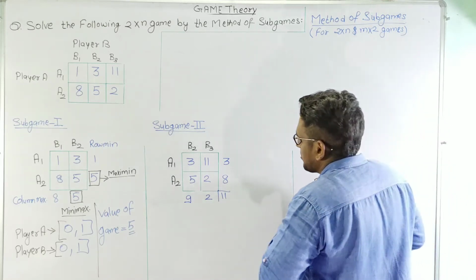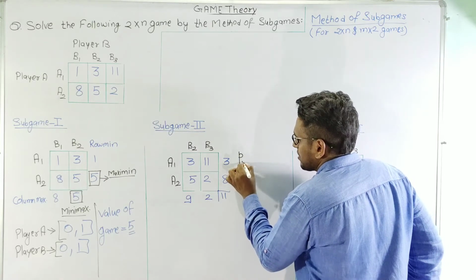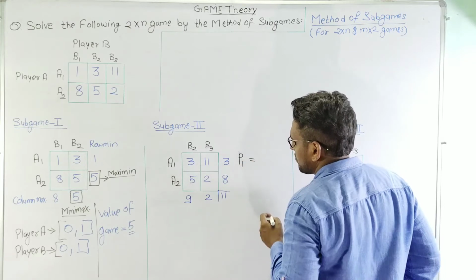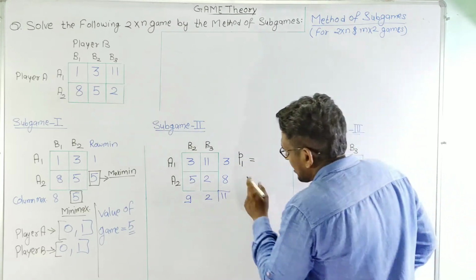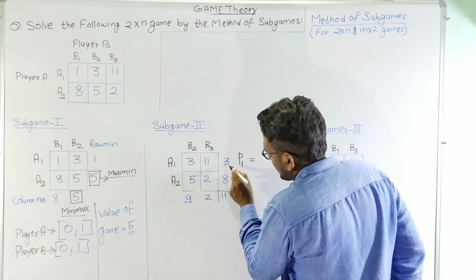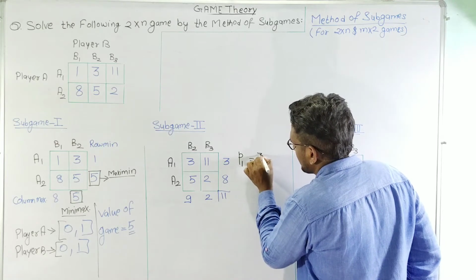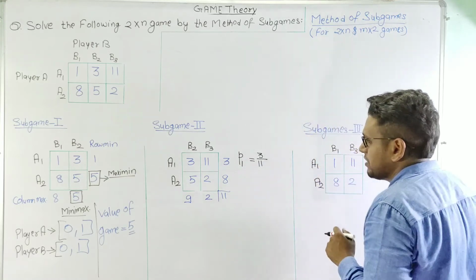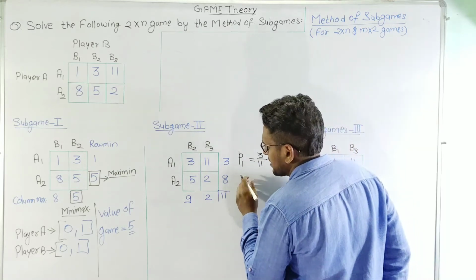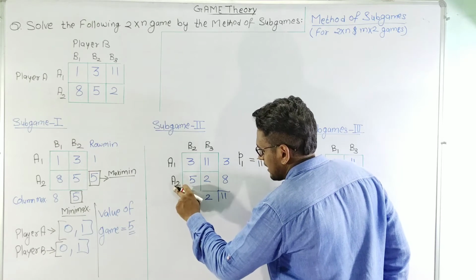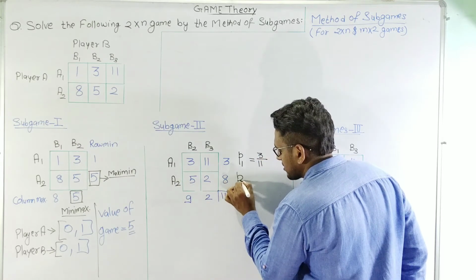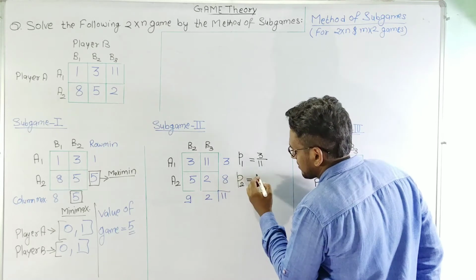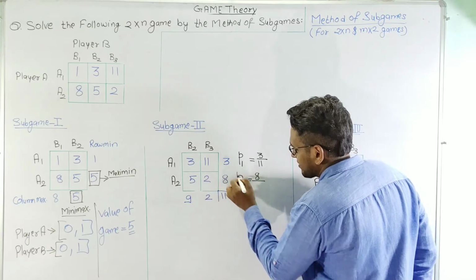Let us say P1 is the probability of player A playing strategy A1. This will be equal to 3 divided by 3 plus 8, which is 3 divided by 11. So this is 3 by 11. Similarly, the probability of player A playing strategy A2 can be given as P2, which is equal to 8 divided by 8 plus 3. So this is 8 divided by 11.